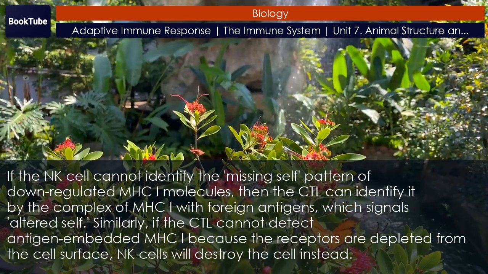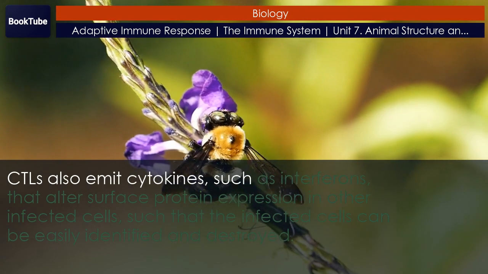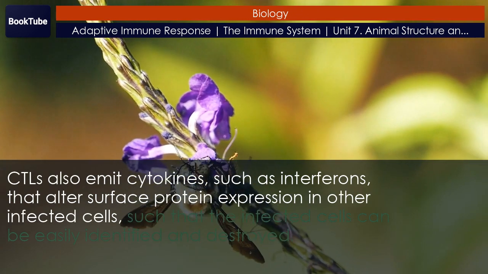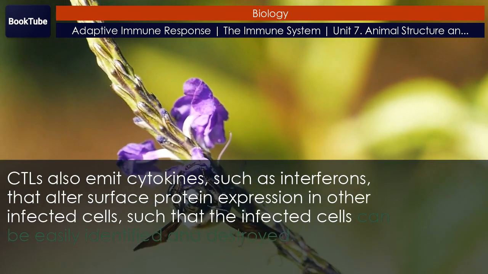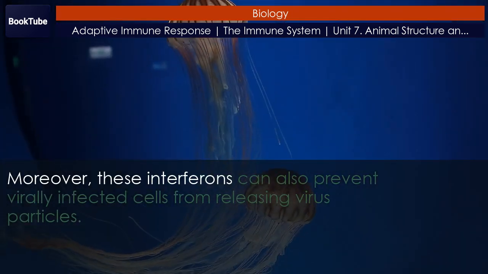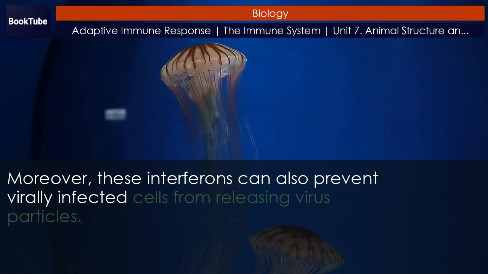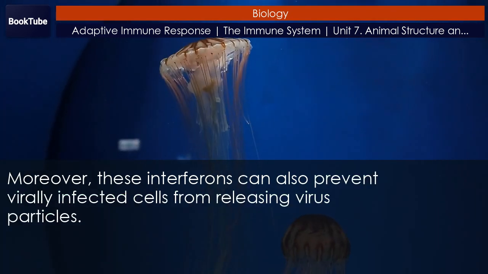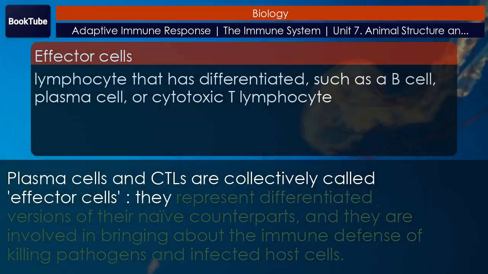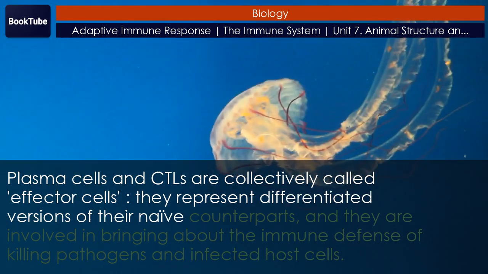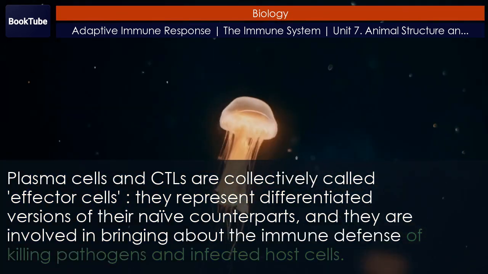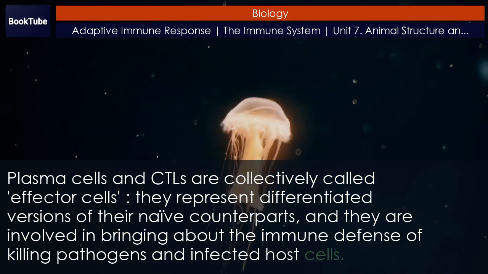CTLs also emit cytokines, such as interferons, that alter surface protein expression in other infected cells, such that the infected cells can be easily identified and destroyed. Moreover, these interferons can also prevent virally infected cells from releasing virus particles. Plasma cells and CTLs are collectively called effector cells. They represent differentiated versions of their naive counterparts, and they are involved in bringing about the immune defense of killing pathogens and infected host cells.